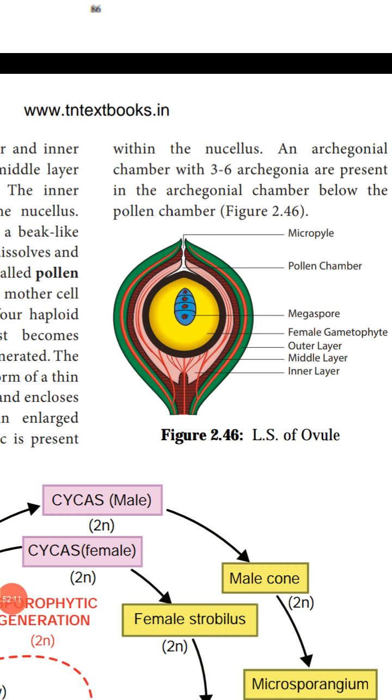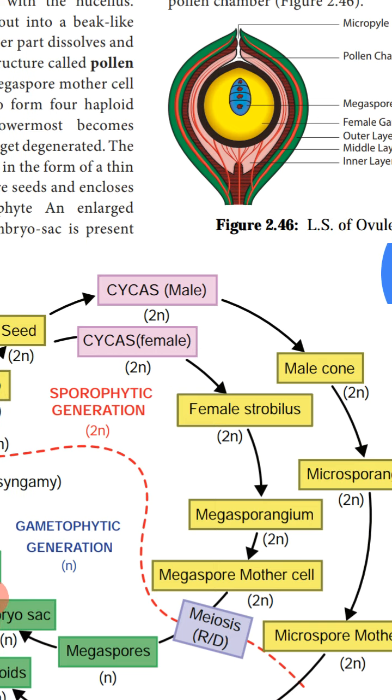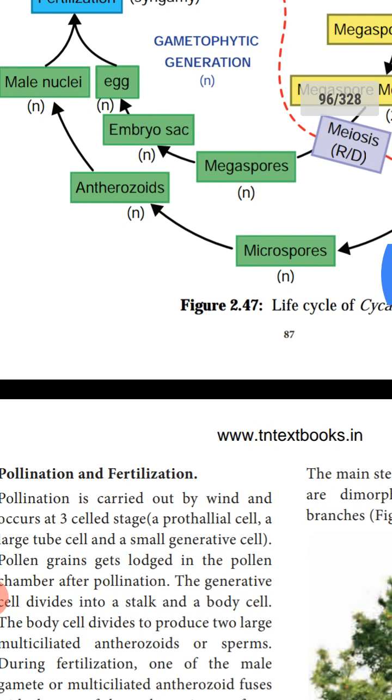So here an archegonial chamber with 3 to 6 archegonia is present. That is inside this megaspore chamber, we can find 3 to 6 eggs. Okay, and the pollen chamber. Next, what will happen? The pollination and the fertilization we have to study here.